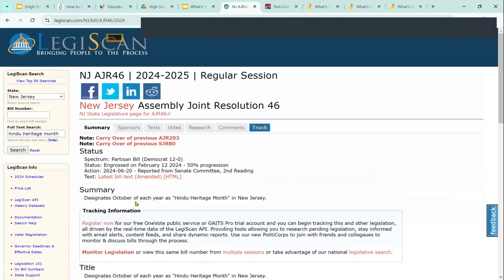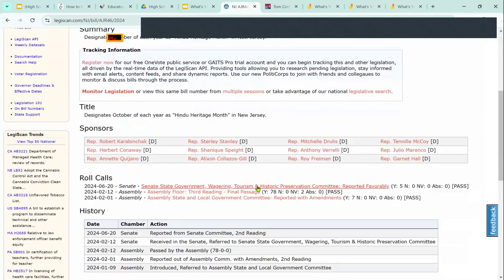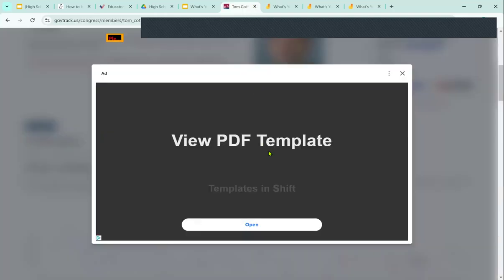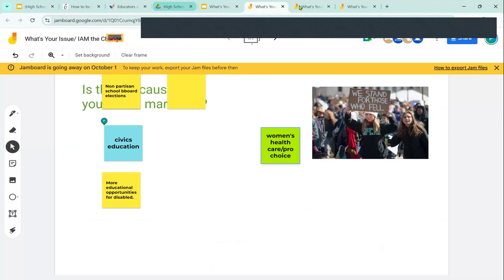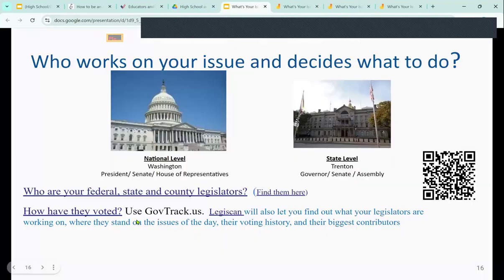Right? This one doesn't even show. All right. Here are the sponsors for the bills. So you get to know who the people are who are making the kinds of decisions that you want them to make for you. So those are two really valuable resources for you: govtrack.us and legiscan.com/whatever your state is.